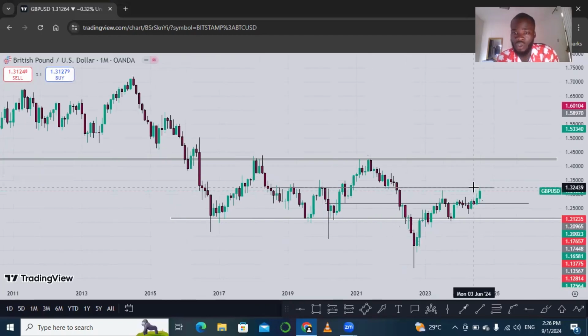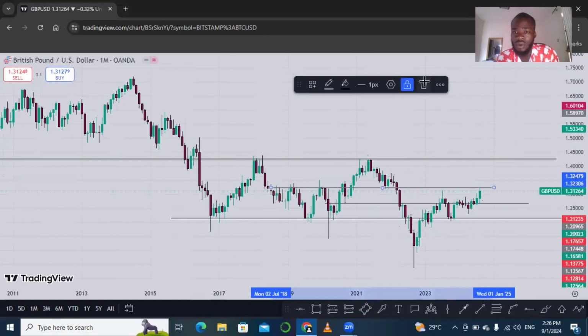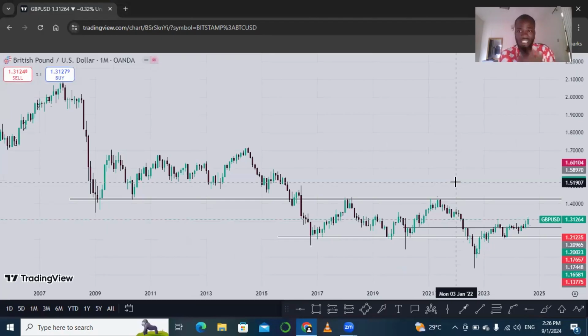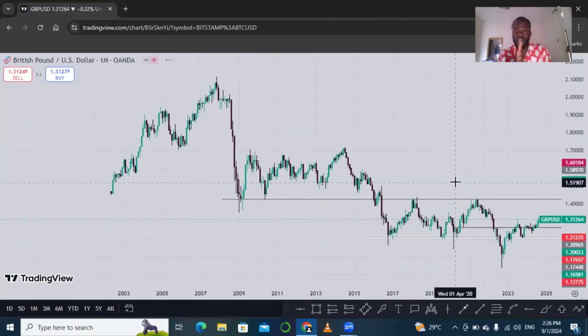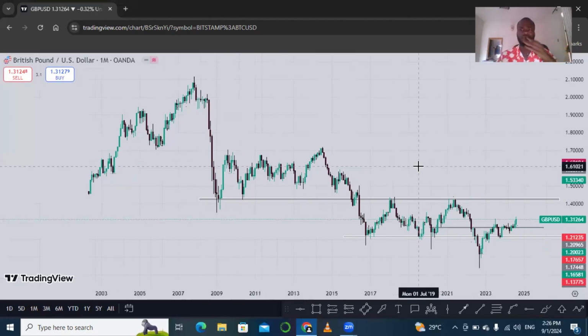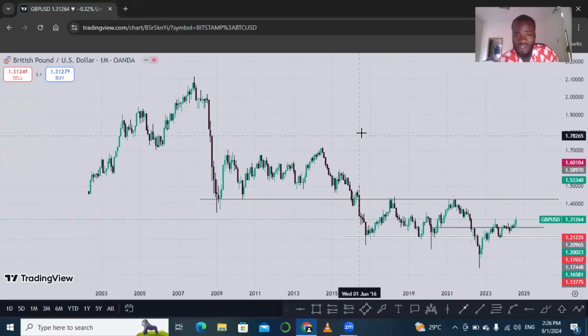Let me delete this one. I'll draw it again. I want to explain something. So now looking at this monthly chart, where can you see the support and the resistance levels? So this is basically how I trade. This is how I trade. It is not complicated and it's not hard. It's just very easy.